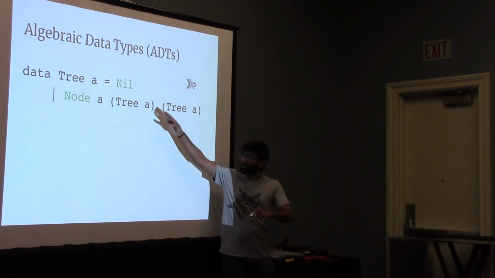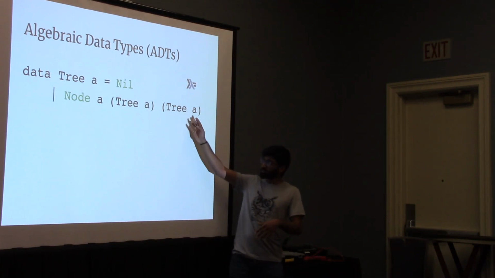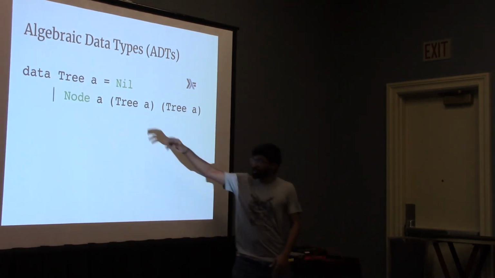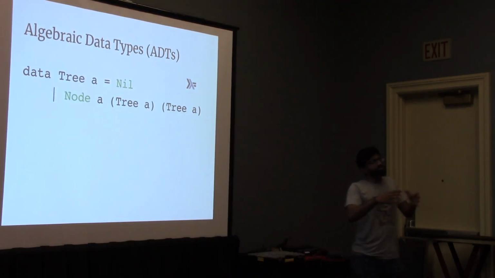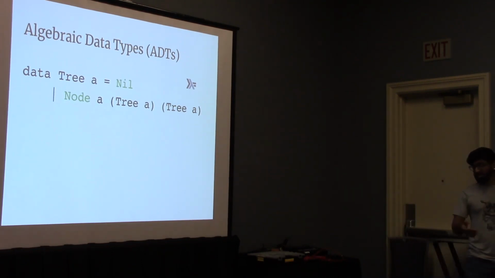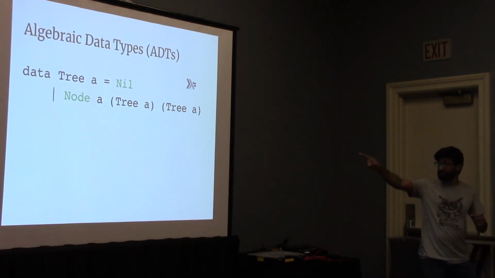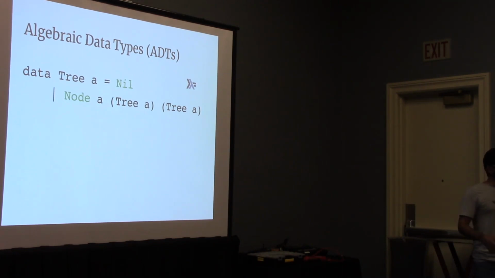This is a nullary constructor with 0 arguments, and this is a 3-argument constructor which accepts arguments of type A, tree A, and tree A. Where tree A is basically a type of a tree data structure where all the values in the tree are of the type A. A is just a type variable which says, I don't know, we'll see.